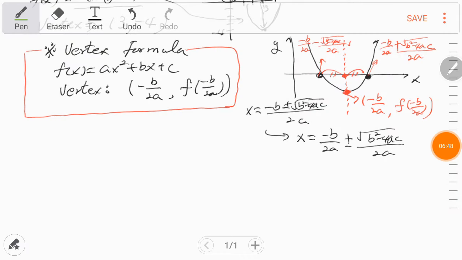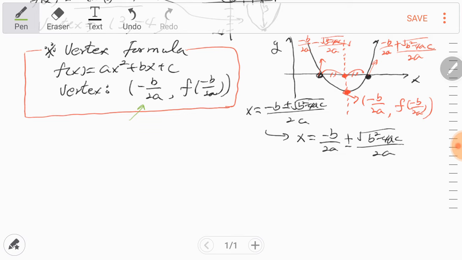Okay, let's consider the vertex formula. The vertex formula is a really simple formula. Here is a quadratic function, f of x equals ax squared plus bx plus c. Then the x coordinate of the vertex is negative b over 2a. This is the x coordinate. And the y coordinate is just plug this x value into this function. So f of negative b over 2a.